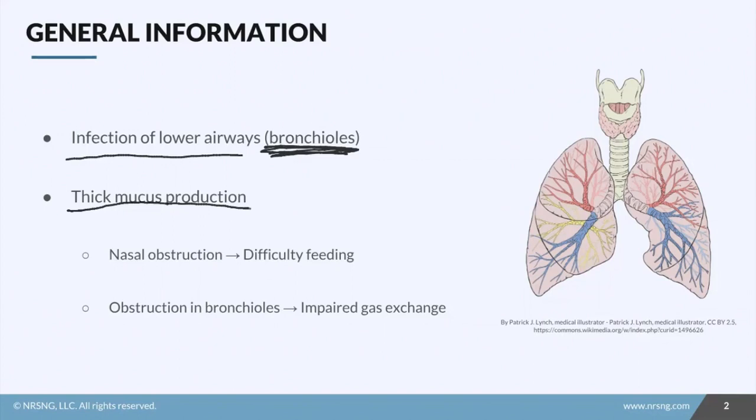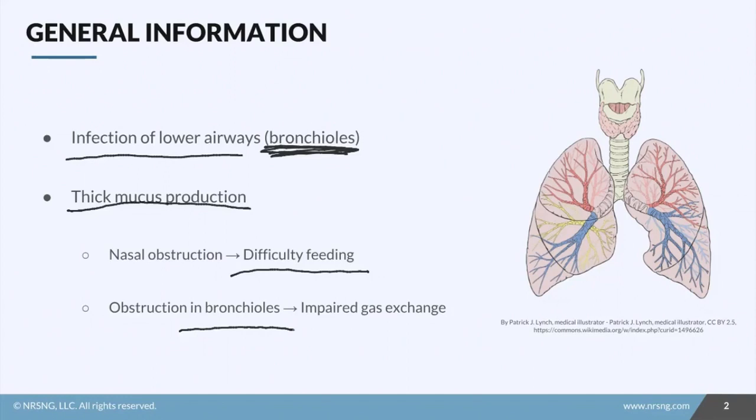For the upper airways, you're actually getting blocked noses. For babies who prefer to breathe out of their noses, this leads to a lot of difficulty with feeding, which ultimately can lead to dehydration, which really, really complicates the illness for these babies. In the lower airways, or in the bronchioles, those smaller airways are blocked with mucus, and this ultimately affects gas exchange, which results in the hypoxia that we so often see in these babies.